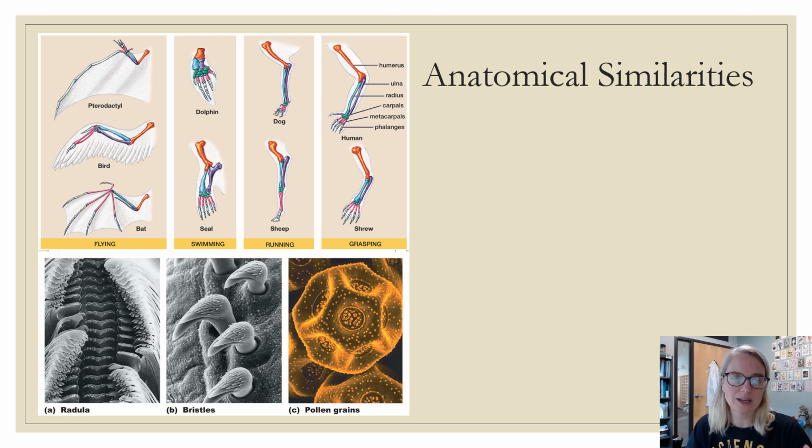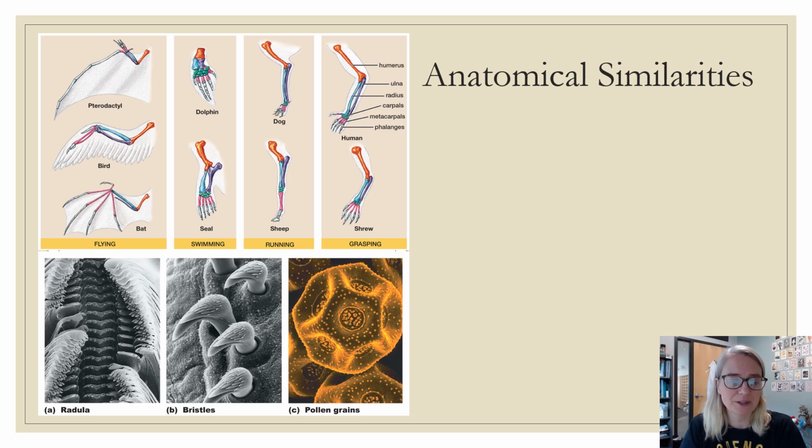Those are the green ones. And then our metacarpals are the pink ones. And then our phalanges are the uncolored ones. So there's anatomical similarities. And so the closer those anatomical structures are to each other, most likely the closer they are related on, say, an evolutionary tree.